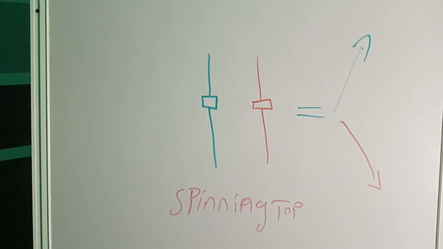Now, all these candlesticks we've discussed are the candlesticks that tell price action traders that the trend is about to reverse, or that the trend is about to continue on what it was doing, whether bullish or bearish.